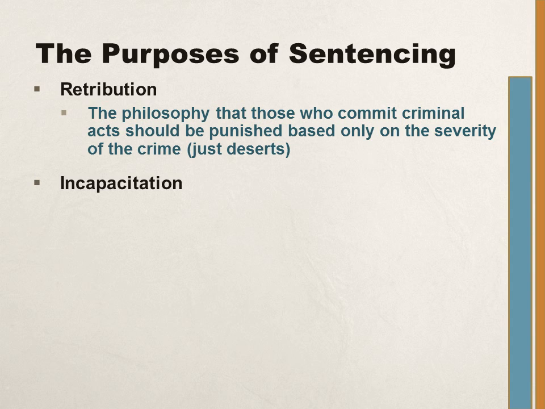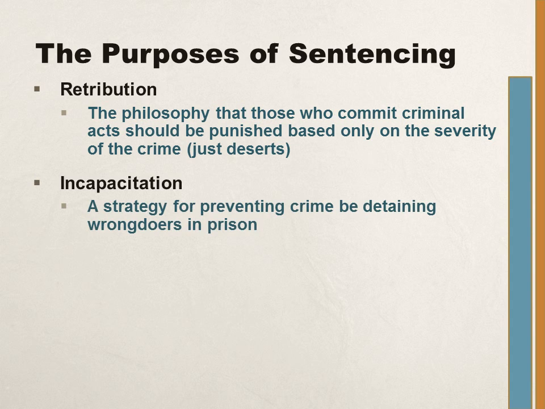Incapacitation. That's a philosophy that's used a lot nowadays. That's where they prevent crime by keeping people in prison, by warehousing people. In this chapter, we're going to talk about the 3 strikes law, and in a couple of chapters, we'll talk some more about it. That's basically keeping people warehoused in jail so they can't commit crimes anymore.